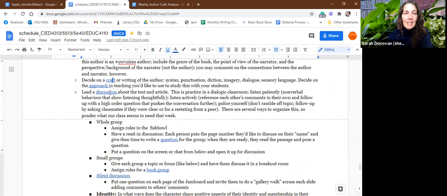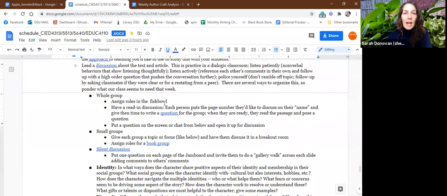And then the next is leading a discussion about the text or article. There's lots of different ways we can do the discussion. Last week, I assigned roles and used the fishbowl. You can have a read in. I think we'd like to maybe try this, but it would be really cool if everyone just changes their name, like renames themselves with the page number or the section that they want to talk about.